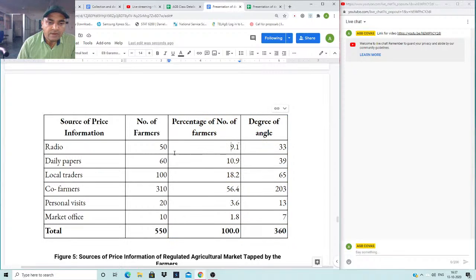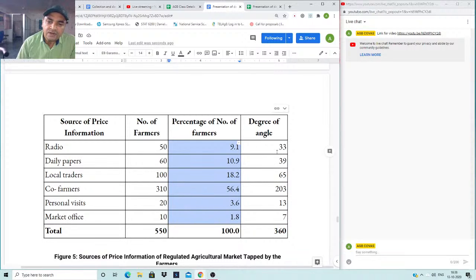Percentage of farmers: how to get it? 50 divided by 550 into 100. Up to one decimal place, we take 9.1. Again, 60 divided by 550 into 100 becomes 10.9. Then 100 divided by 550 into 100 is 18.2. Like that we work out what percentage of farmers there are, and the total has to come to 100. So from radio 9.1%, 10.9 from daily papers, 18 from local traders. Like this they came to know about the price.